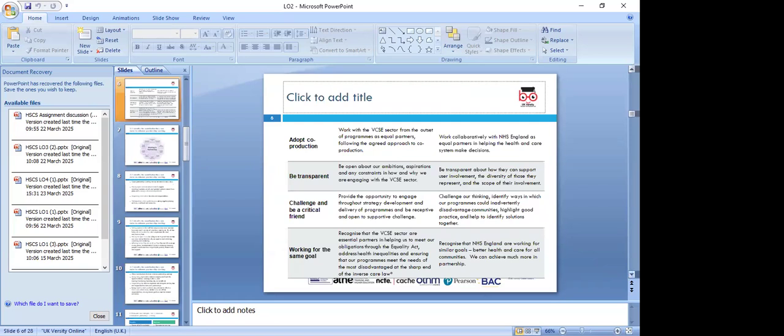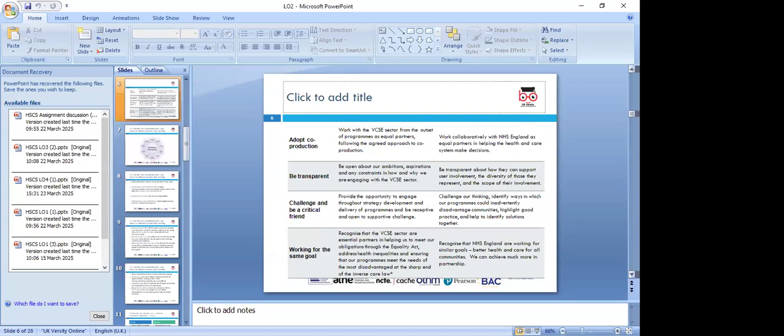And then you have co-production. It talks about being transparent, being open about your ambition, aspirations, and constraints, and how we engage. And then challenge and be critical. Provide, so to speak, development and delivery programmes working for the same goal.